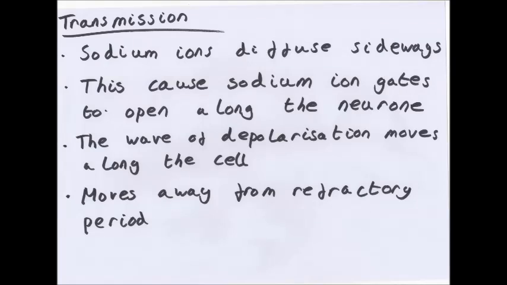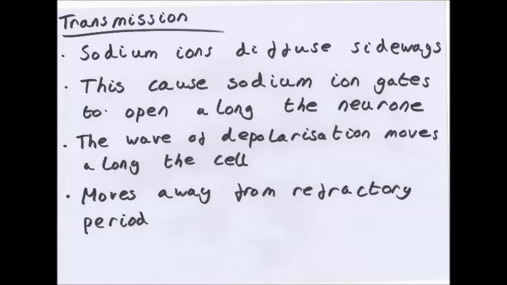Now for the transmission of action potentials. Once you've generated an action potential, that's fine, but you need it to move across the whole body to the central nervous system. So how does this occur? Very simply, sodium ions can diffuse sideways. So the opening of sodium ion channels in one part of the neuron causes more sodium ion channels to be opened further down the neuron.